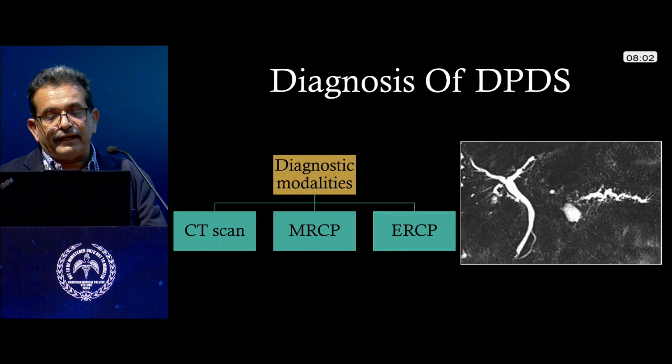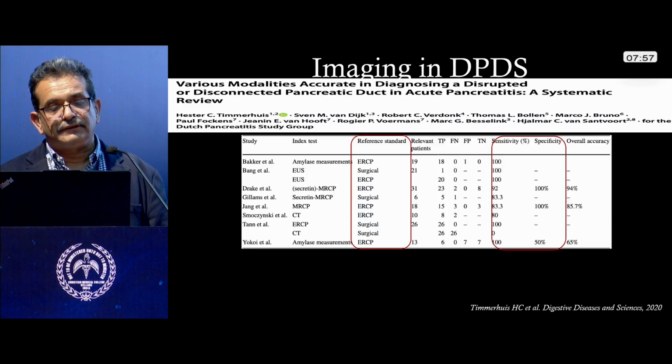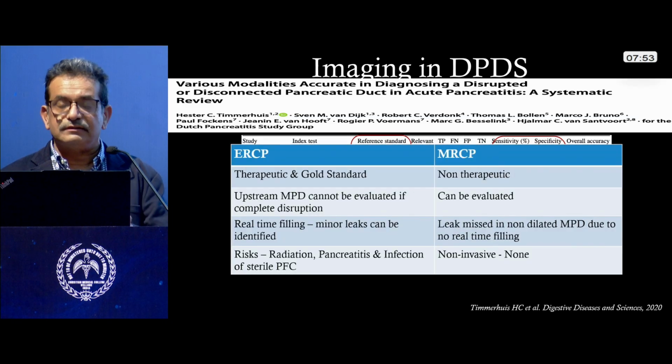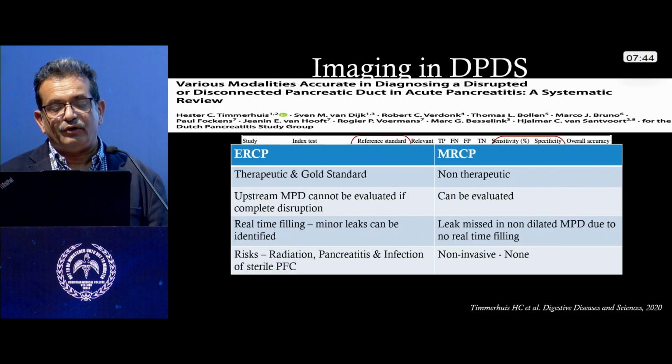So we have CT scan, MRCP and ERCP. And this is a systematic review which has actually compared all these modalities, and what we can see is mainly comparing ERCP and MRCP. ERCP is therapeutic as well as the gold standard, but upstream MPD cannot be evaluated in situations where there is a complete disruption.